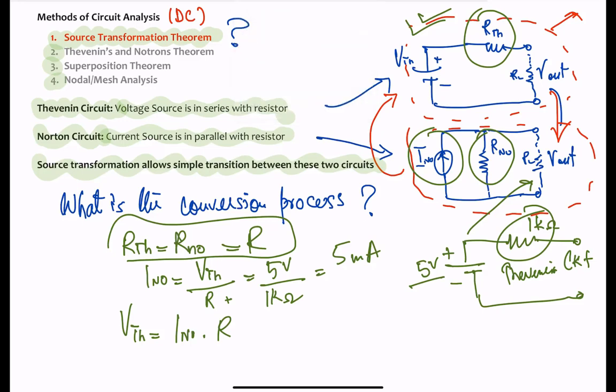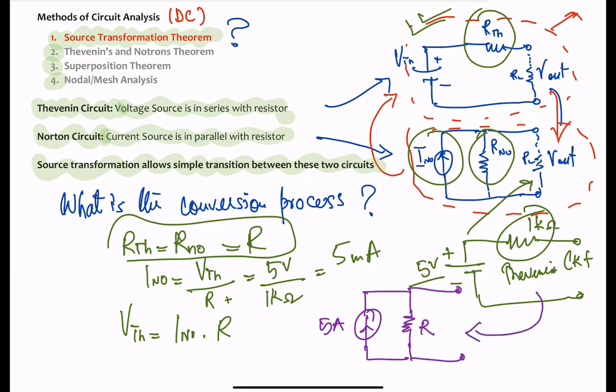So the transformation would look something like this. You'll have a current source rated at 5 milliamps. You will have the resistance in parallel with the source. Again, this will be R, and then these open terminals right here. So basically you have converted this circuit into something that is equivalent to this circuit right here. So that's the source transformation theorem.